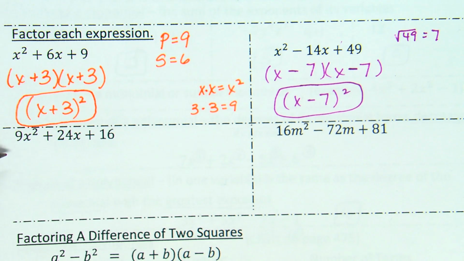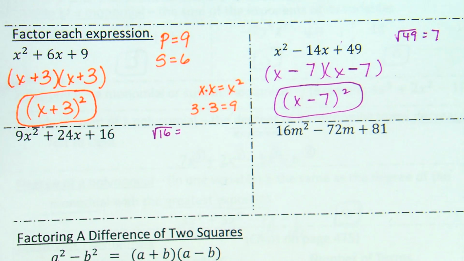Other option. Okay. Look at your first and last terms. What do you notice about 9 and 16? They're both what I would call perfect squares, meaning I can take the square roots of them. So let's think about this. What is the square root of 16? 4. So if this works out right, we're going to put a 4 at the back of each parenthesis.